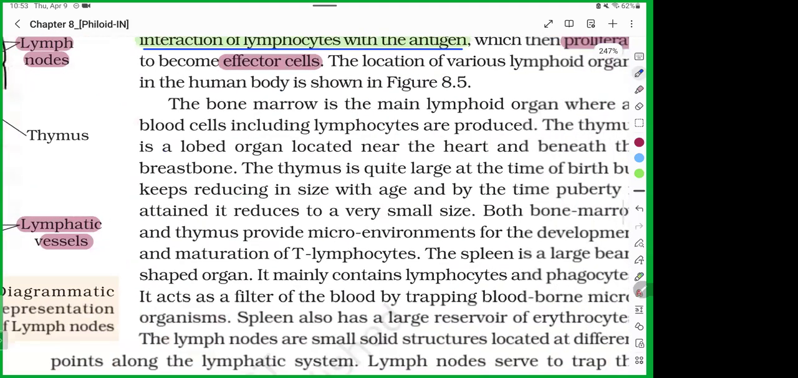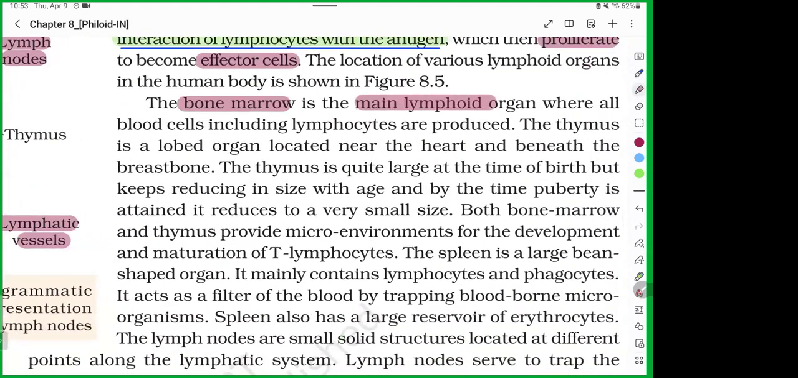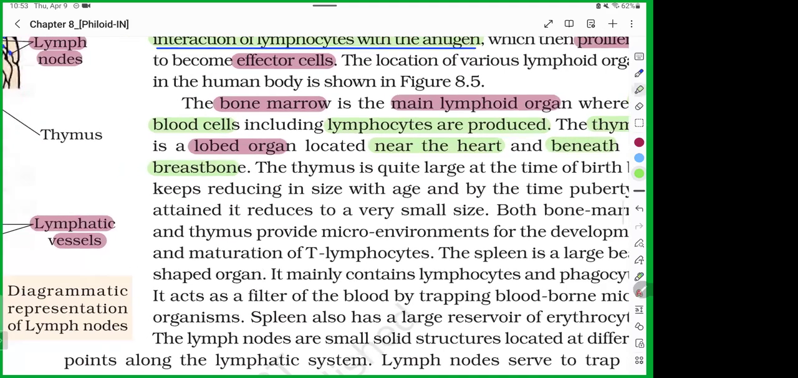Bone marrow is the main lymphoid organ where all blood cells, including lymphocytes, are produced. So all blood cells, RBC, WBC, and platelets, are produced here. The thymus is a lobed organ. There are lobe units, and it is located near the heart and below the breastbone. Breastbone means sternum.